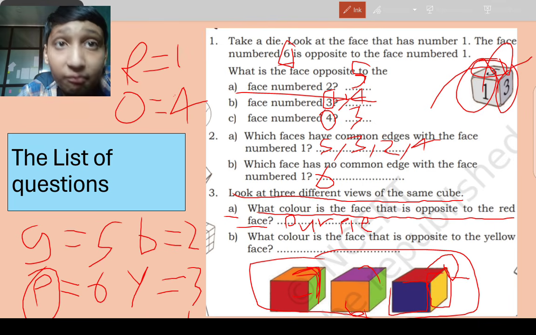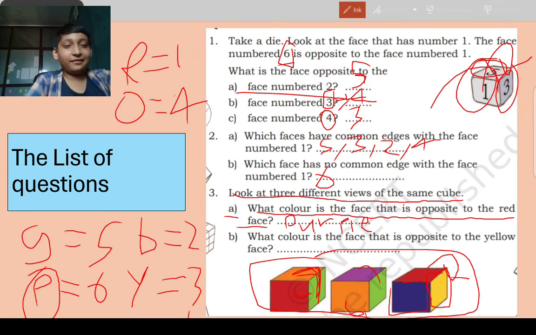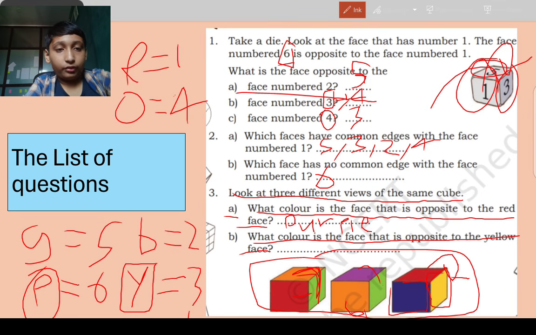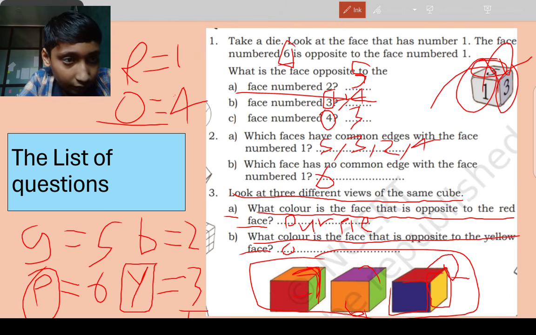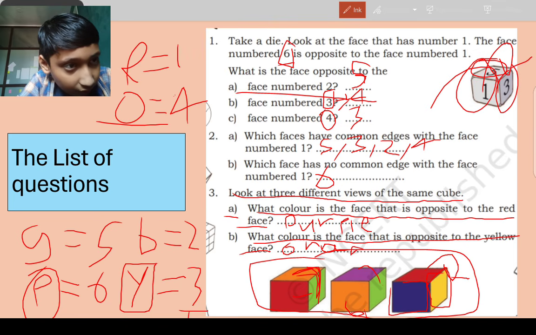purple. Very bad writing, seriously. Very, very bad. Then what's the color of the face opposite to the yellow face? So we already understand that yellow face is 3. So 3's opposite would be 4, which is orange. So orange is good. So I hate this part. Orange.